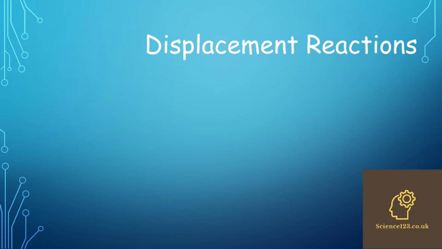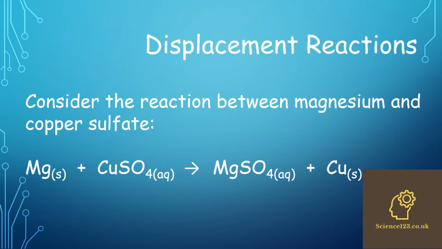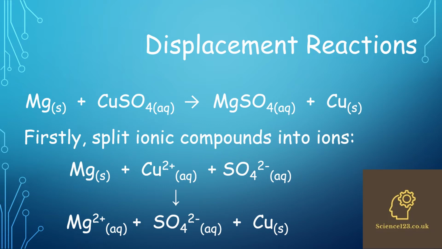Ionic equations are particularly useful for representing what is happening in displacement reactions. Remember, this is where a more reactive metal can displace or push out a less reactive metal from its compound. In this example, we split the copper sulfate and magnesium sulfate into their respective ions because they are ionic. The solid magnesium and copper remain unchanged. They contain metallic bonds.